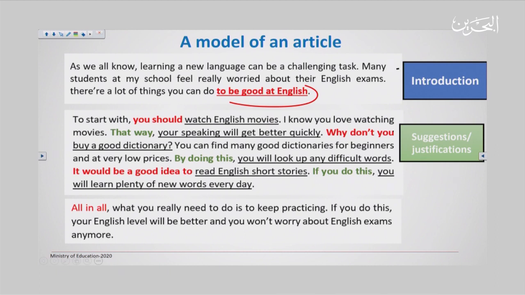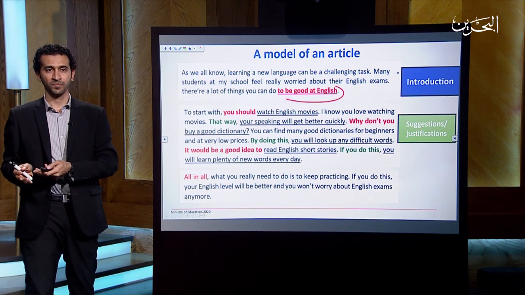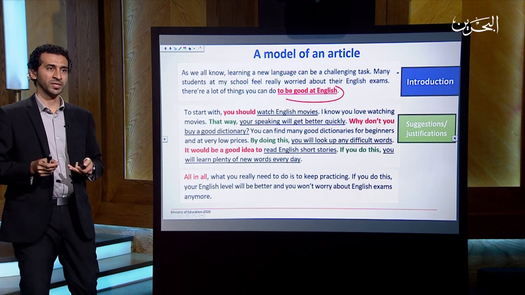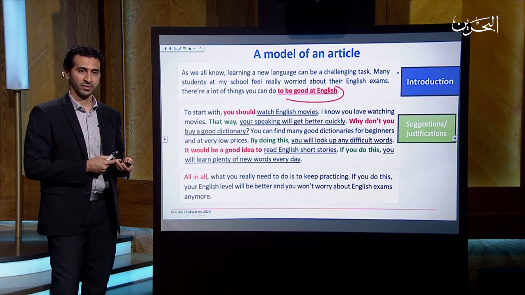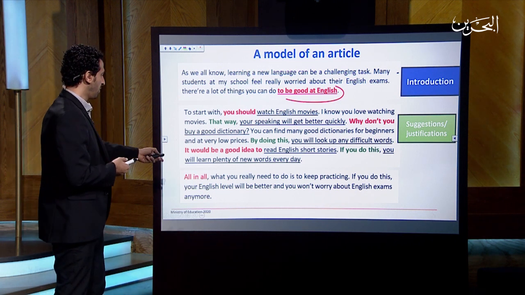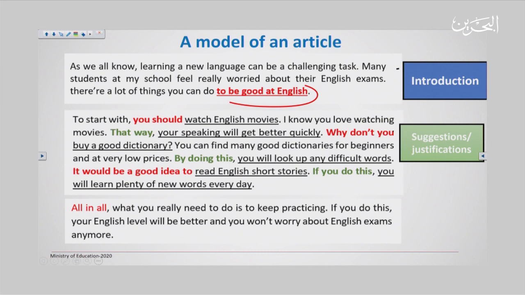And if you pay attention to this paragraph, there is a justification after each suggestion. So it's very important to provide a justification, a reason for each suggestion. And what about the third paragraph here? All in all, what you really need to do is to keep practicing. If you do this, your English level will be better and you won't worry about English exams anymore. So in this paragraph, we summarize the main points that we mentioned in the second paragraph.